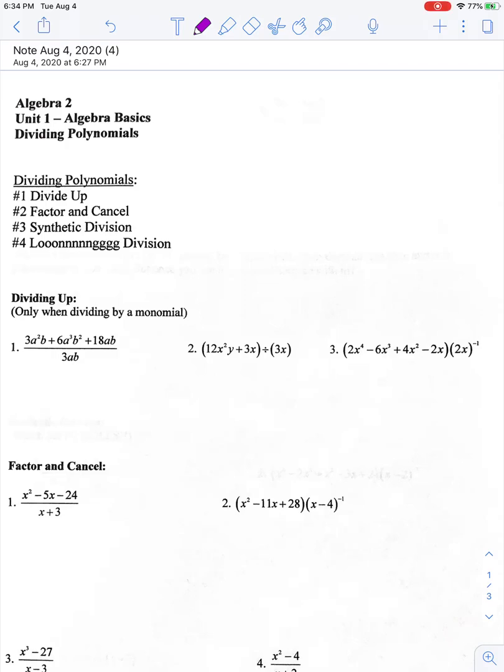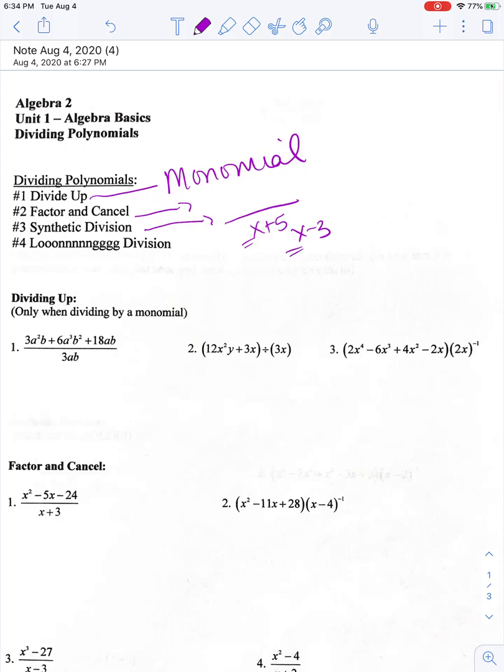All right, so this one's going to be a review on dividing, and there are 4 ways to divide. Number 1, you can just divide up, and that is when you are dividing by a monomial. You can factor and cancel, and we should be professional factors by now. And then there is synthetic division, and that's when you're dividing by something that's like x plus 5 or x minus 3. It cannot have a coefficient in the front, and it cannot have a power. And this is on what you're dividing by. If none of those 3 methods work, then you have to do long division.